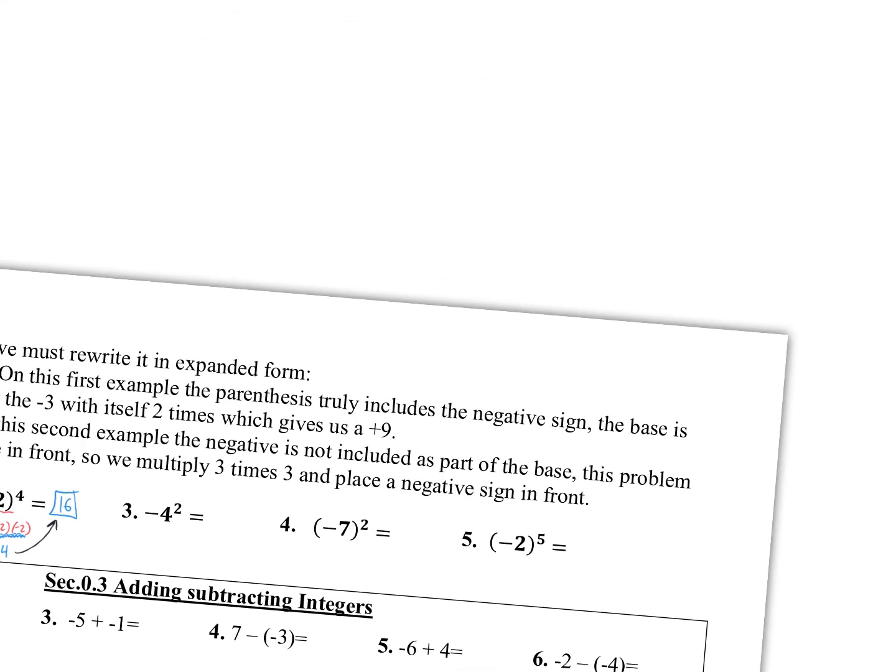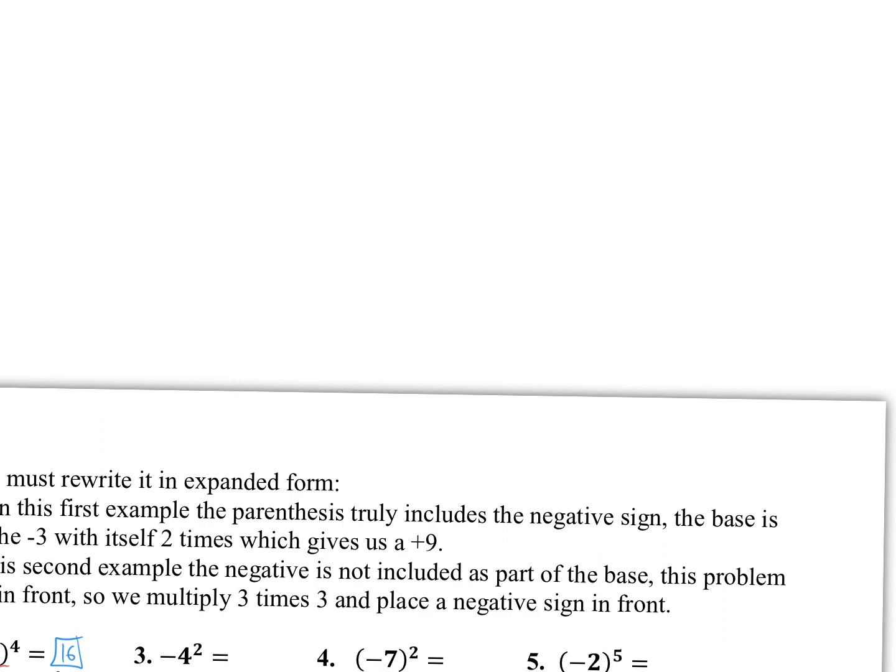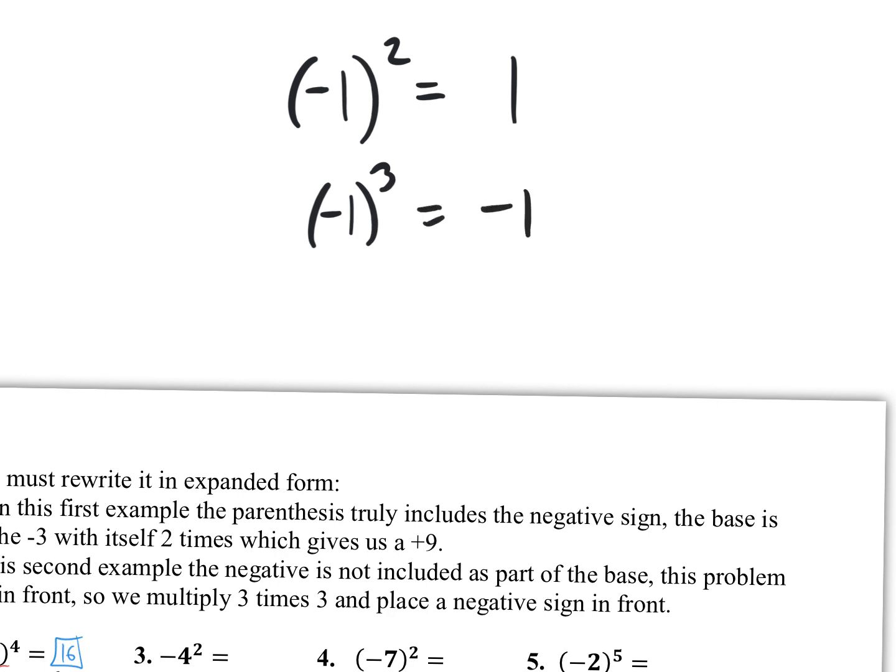Over here on the side, what if I had negative 1 to the 2nd power? What's my answer going to be? Positive 1. What if I had negative 1 to the 3rd power? Negative 1, right? What if I had negative 1 to the 38th power? Positive 1.